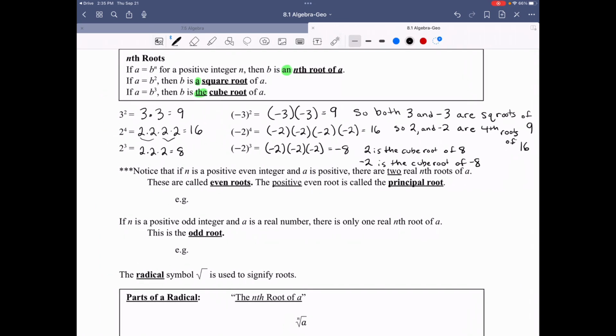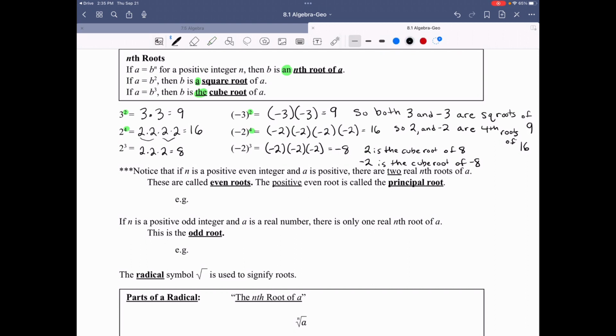All right, so if the n, the exponent, is even, and the a is positive, so the number is positive, there are 2 real nth roots of a. These are called the even roots. The positive even root is called the principal root.